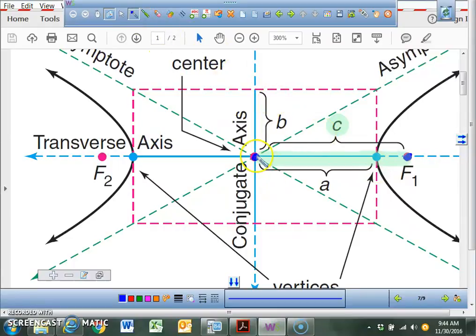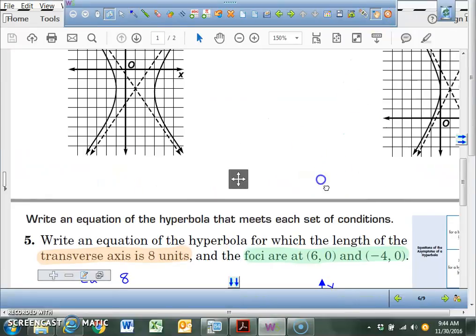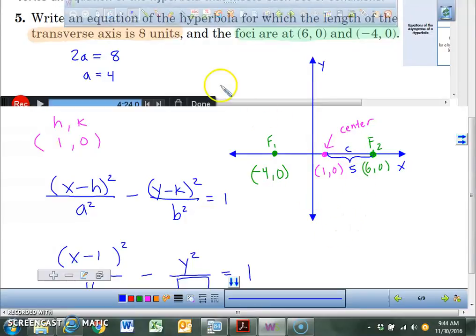So what you need to understand is the distance from your center to a focus is equal to your c. So go back and look at our picture. That's right. So from here to here, everybody, that's 5 units. That is your c value. So right now I want you guys to write c equals 5. a, we already figured out was 4 because that's half of your transverse axis.